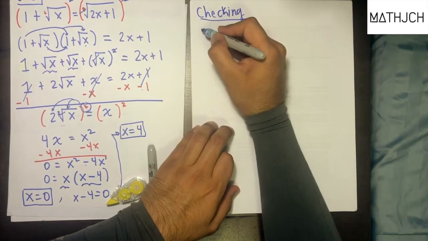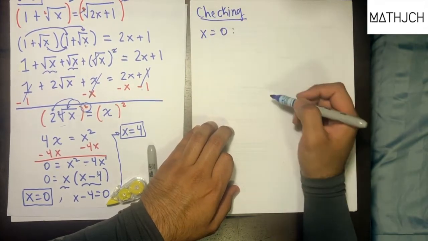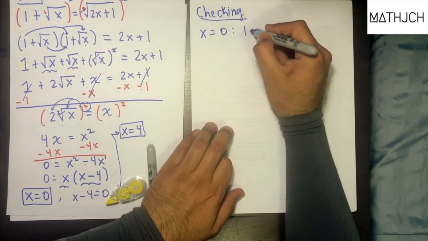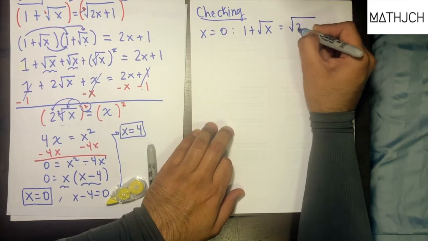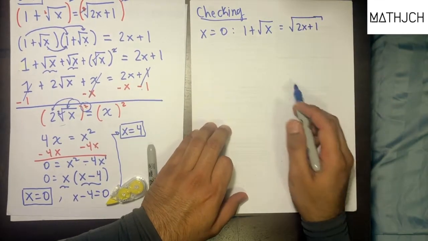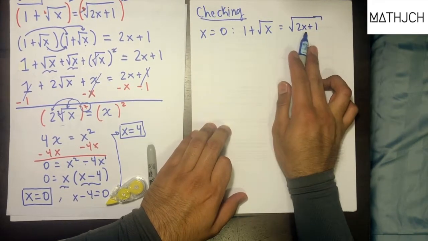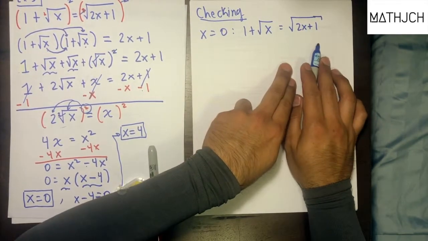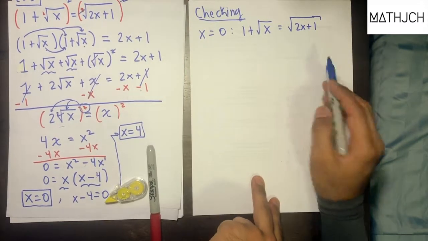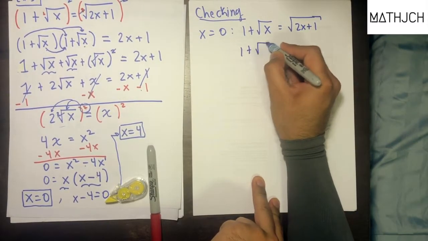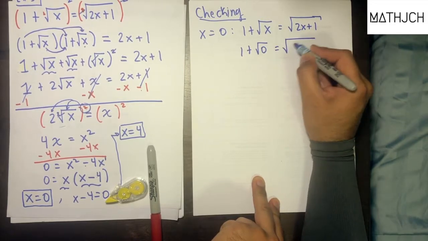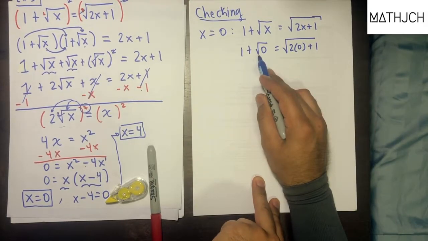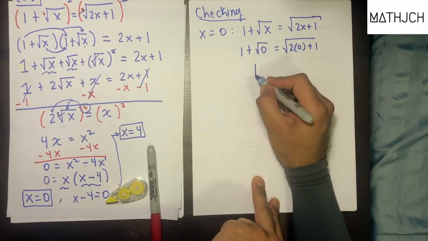Let's start with x equals 0. And we're going to use the original problem. Let me copy the problem. Now we're going to plug in 0 into every x. We're going to see if the left side is equal to the right side after substituting x for 0. So we have 1 plus square root of 0 equals square root of 2 times 0 plus 1. The square root of 0 is automatically 0, plus 1, we are left with 1.